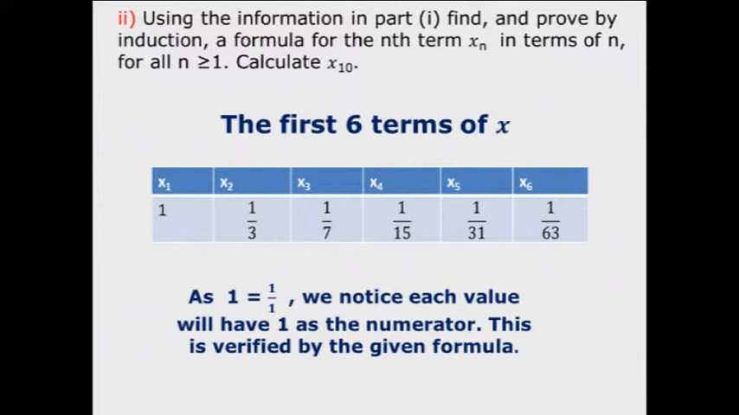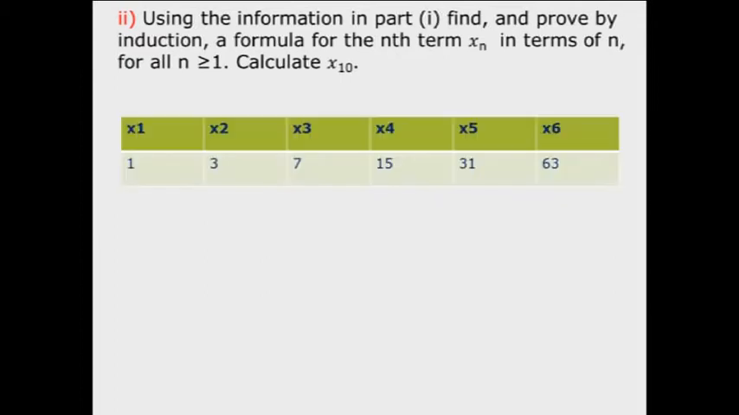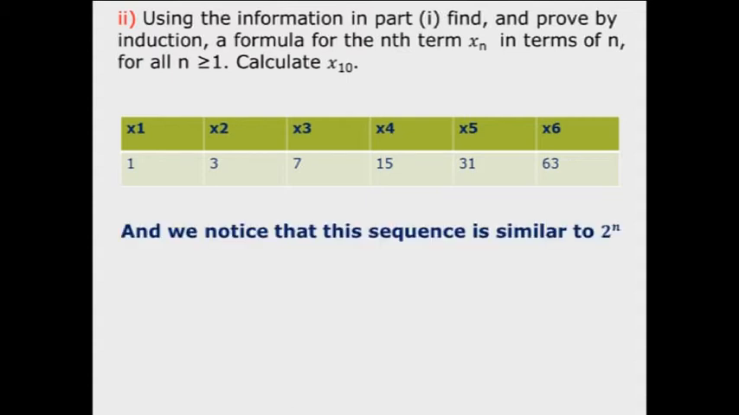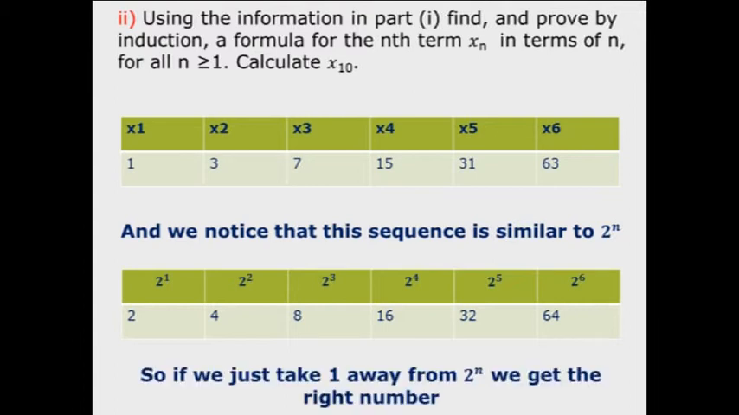x1 is 1, x2 is 1 over 3, x3 is 1 over 7, x4 is 1 over 15, x5 is 1 over 31, and x6 is 1 over 63. So we have xn is equal to 1 all over the denominator, and we can try to find a pattern between these denominators, which are 1, 3, 7, 15, 31 and 63. The sequence is quite similar to 2 to the power of n: 2 to the power of 1 is 2, 2 to the power of 2 is 4, 2 to the power of 3 is 8. And if we simply take away 1 from 2 to the power of n, we have the same sequence.